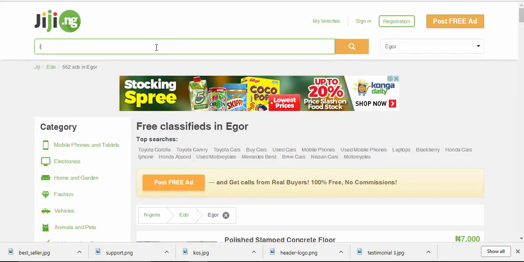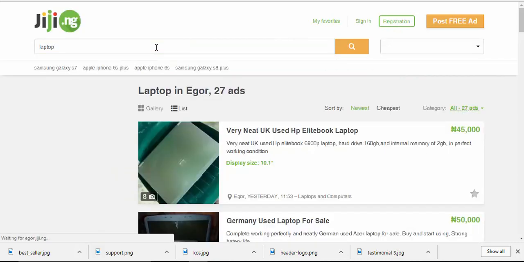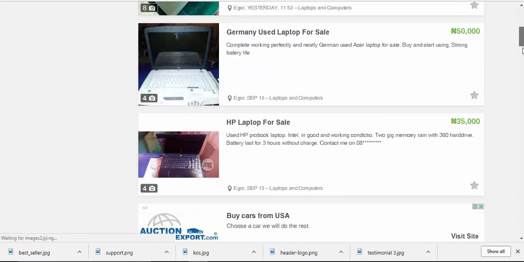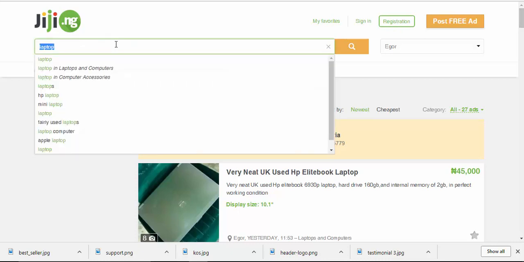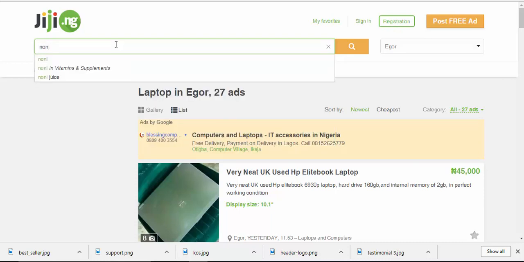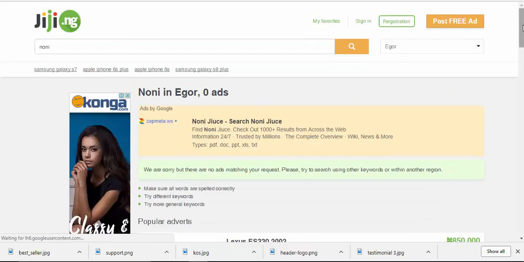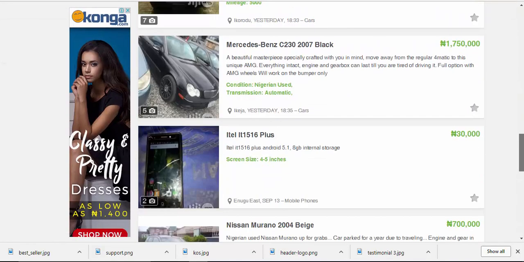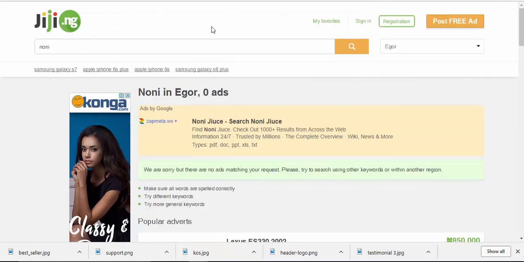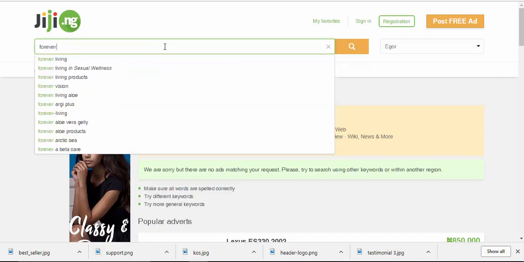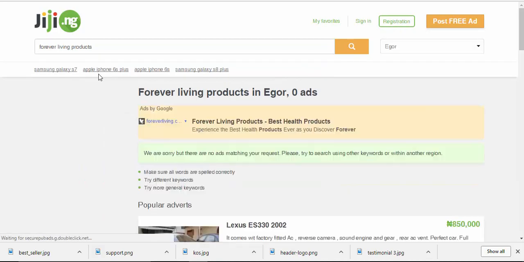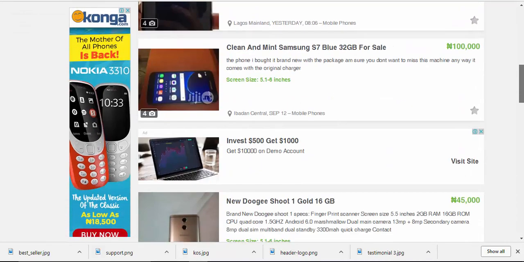Let me do a search for laptop. I want to show you where they make their money. They make their money through adverts. You see, people pay for adverts on this site. I'm trying to check for someone that I know has paid for an advert listing, a product listing. Let me check. Forever Living products. I'm trying to check.